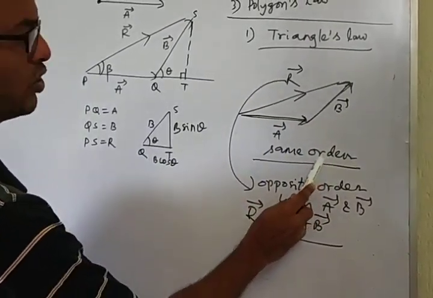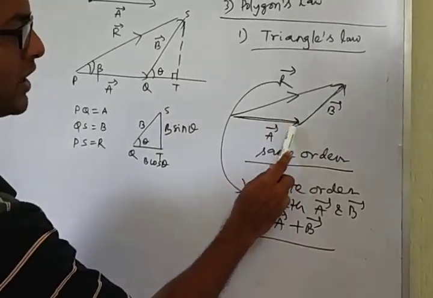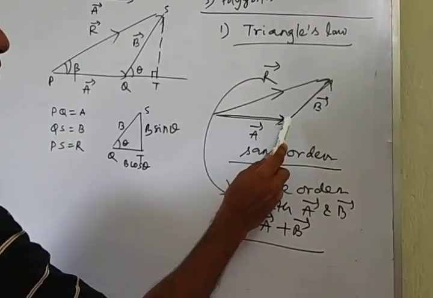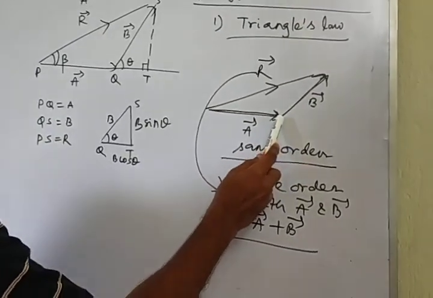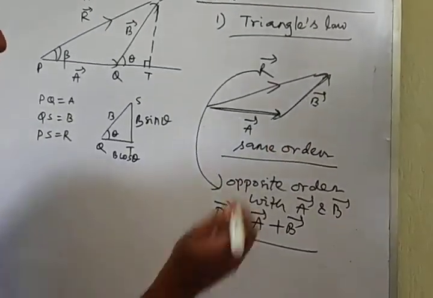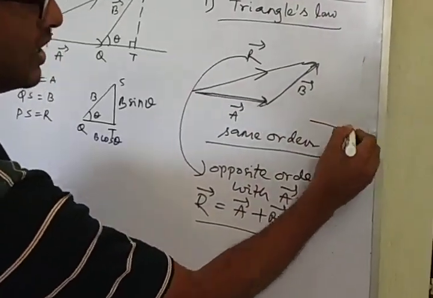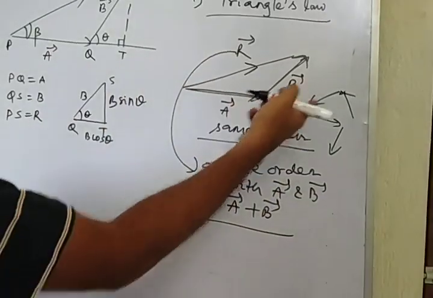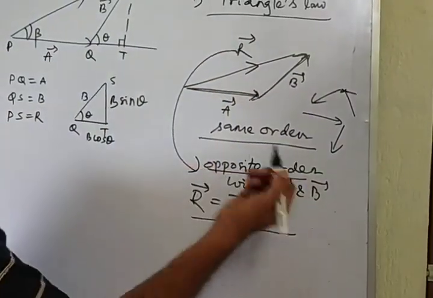What do you mean by same order? Same order means one vector finishes and another vector starts. One's head is attached with another's tail. Head, tail. So same order may be like this, one's head, another's tail. This is same order. What do you mean by opposite order?